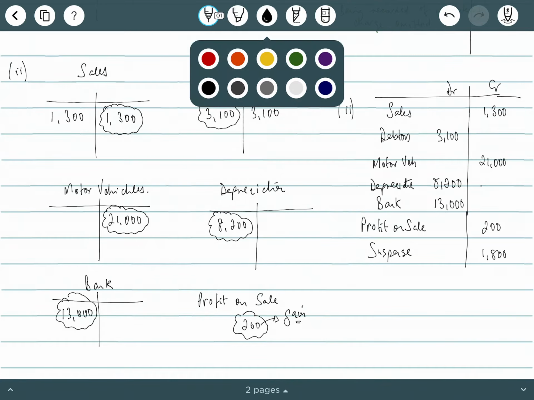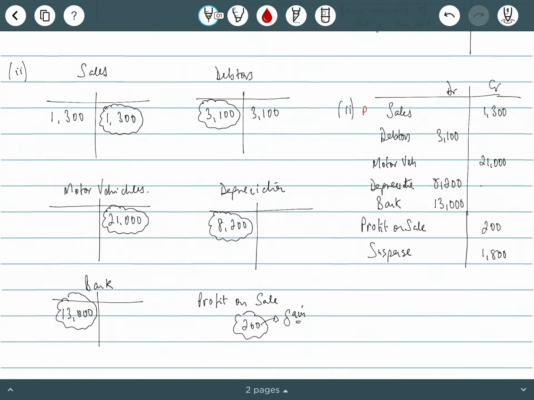So sales will be P&L, debtors balance sheet. Motor vehicles is balance sheet. Your depreciation there, lads, balance sheet. Your bank also balance sheet. Your profit on sale, P&L, and your suspense will obviously be your suspense.